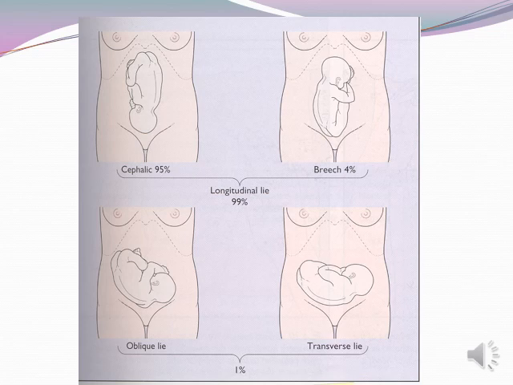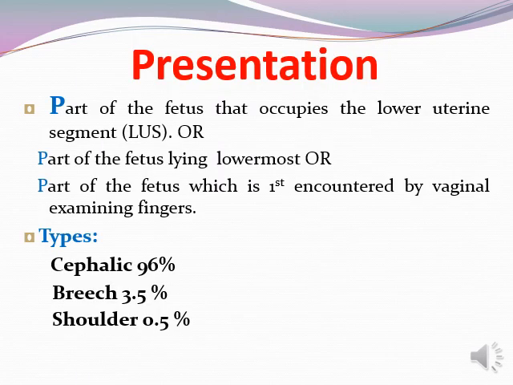As you can see, this is a longitudinal lie and cephalic presentation, longitudinal lie breech presentation. What's meant by presentation? Presentation means the part of the fetus that occupies the lower uterine segment, or the part of the fetus which is encountered by vaginal examination. And what are the types of presentation? Presentation types include cephalic presentation, which is about 96%, breech presentation, which is about 3.5%, and shoulder presentation.